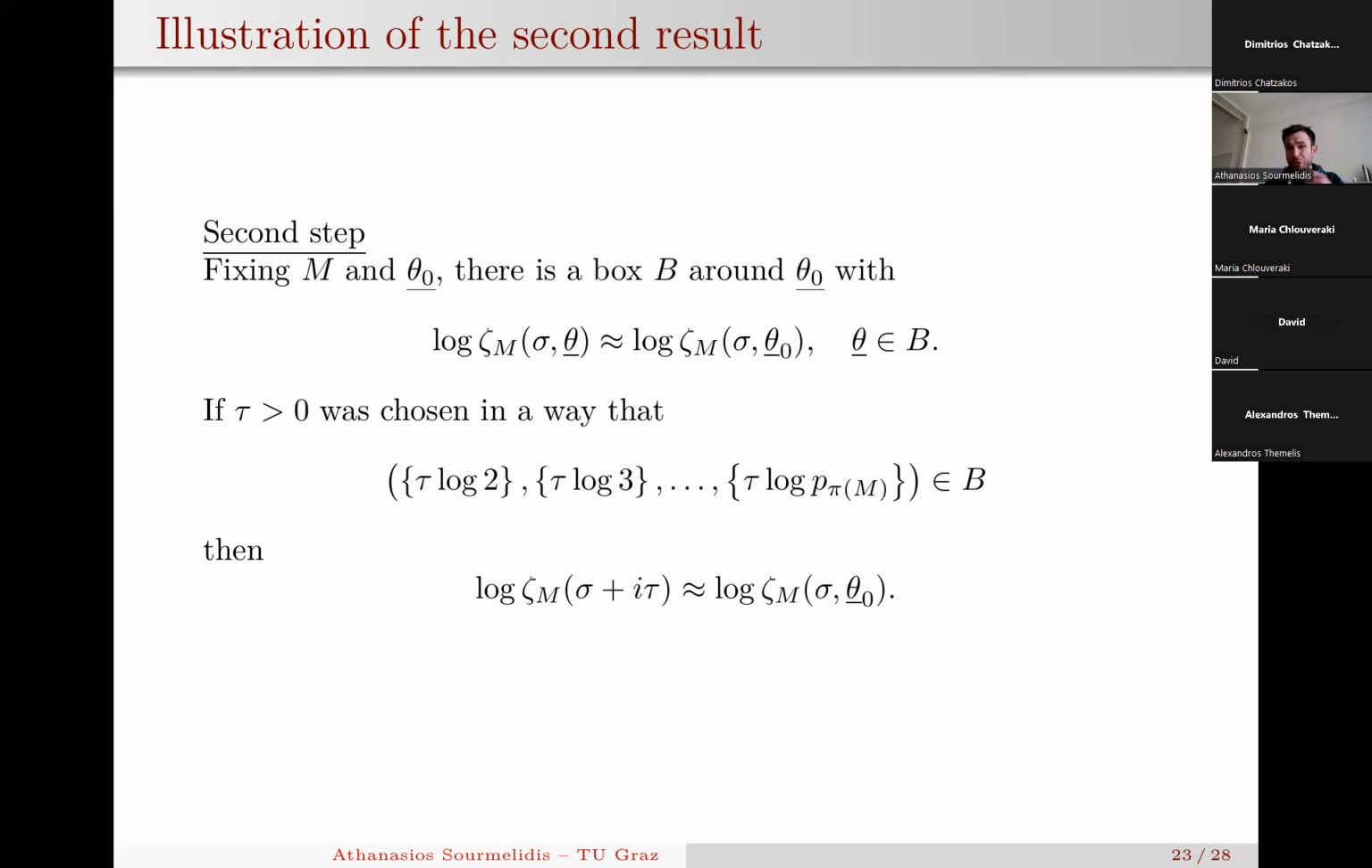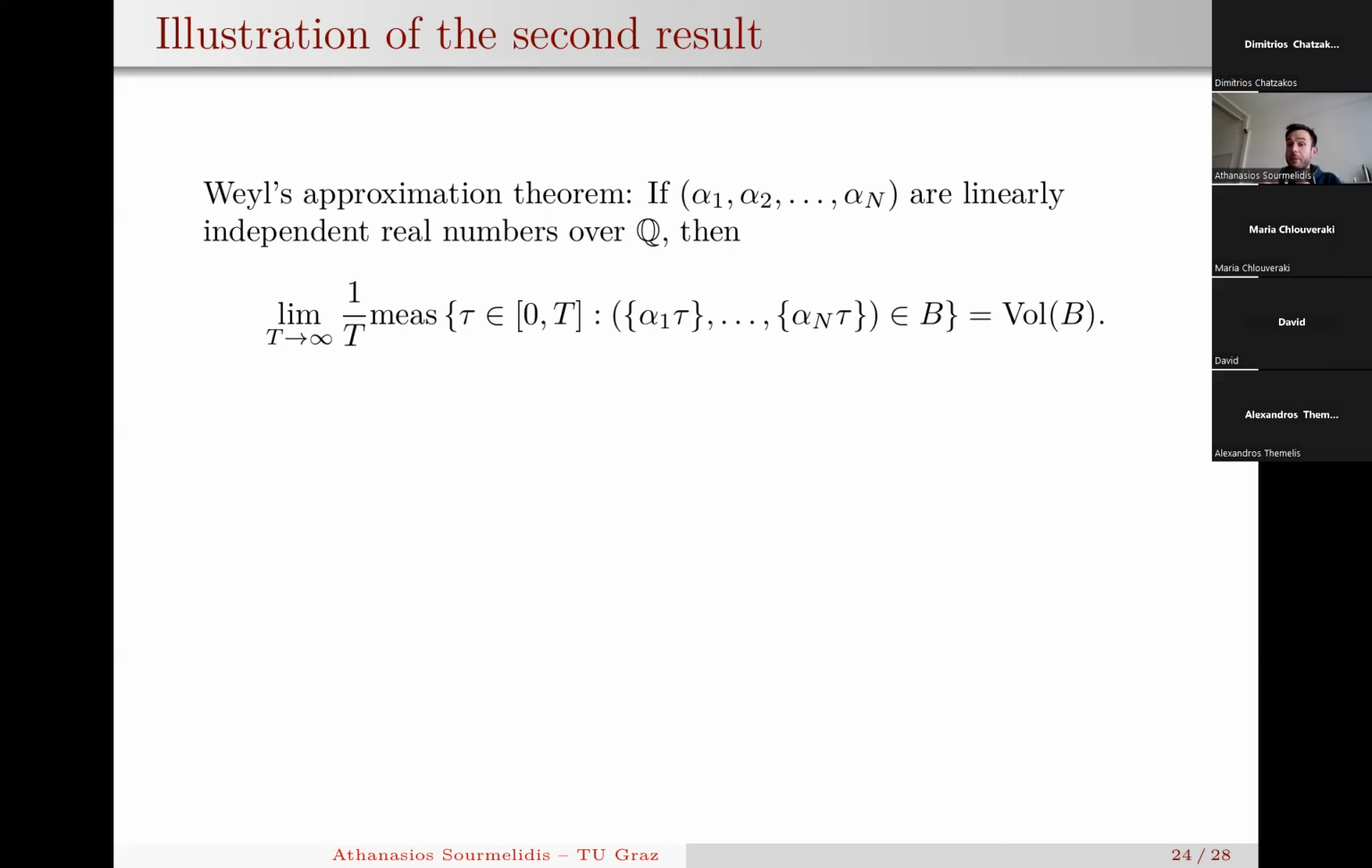So we don't need just one tau, we need many of them, for a certain reason. So we use Weyl's approximation theorem, which says that if you have a vector of real numbers which are linearly independent over the rationals, this means that any non-zero linear combination of them is also non-zero, then the multidimensional curve, you take the fractional parts, visits every box of the unit cube proportionally to its volume. So exactly what the statement says here, that this limit exists, and it should be the number of taus which corresponds to this group being inside the box is the volume of the box.